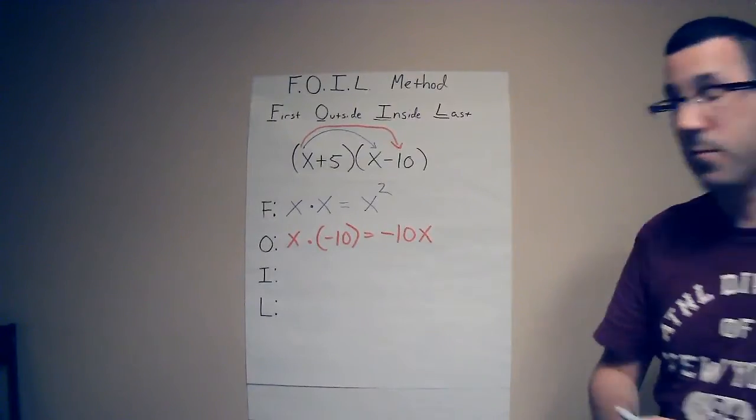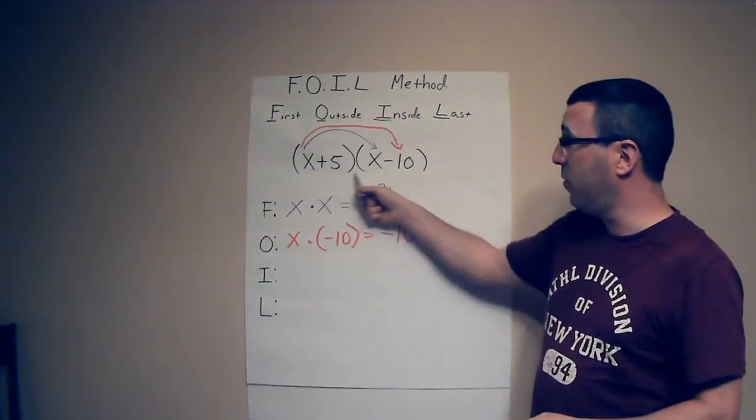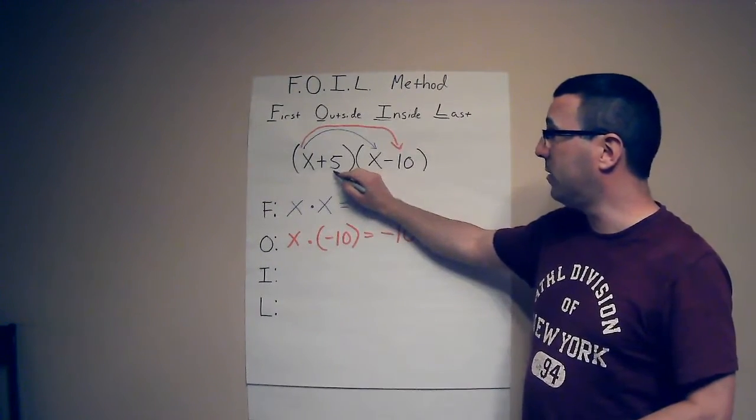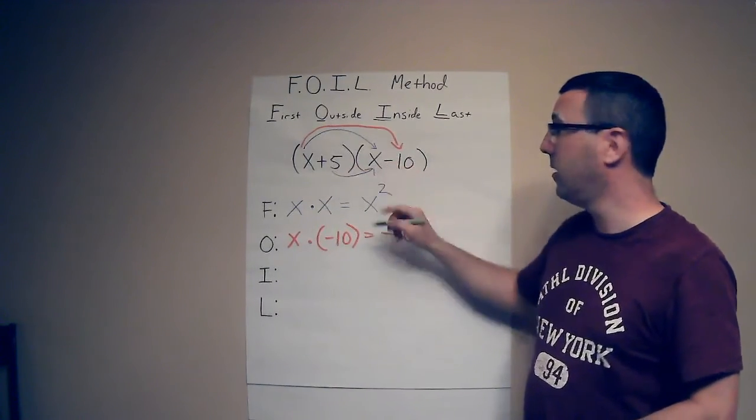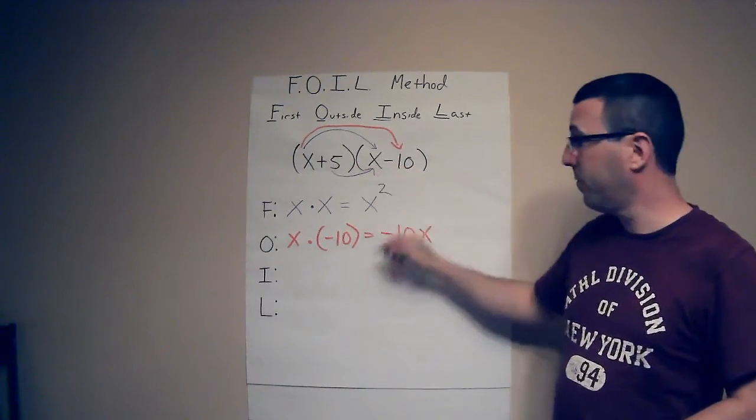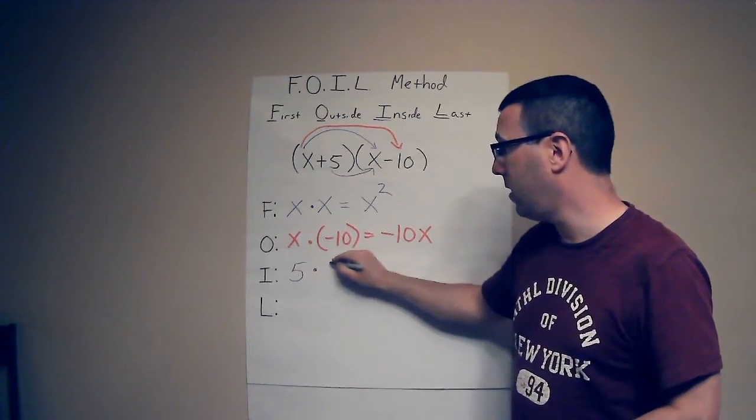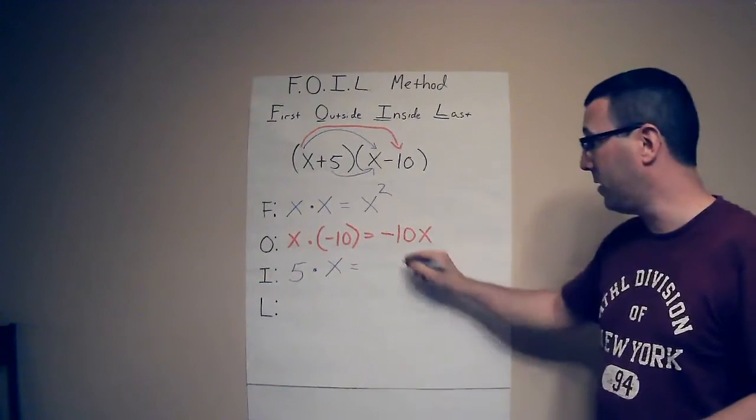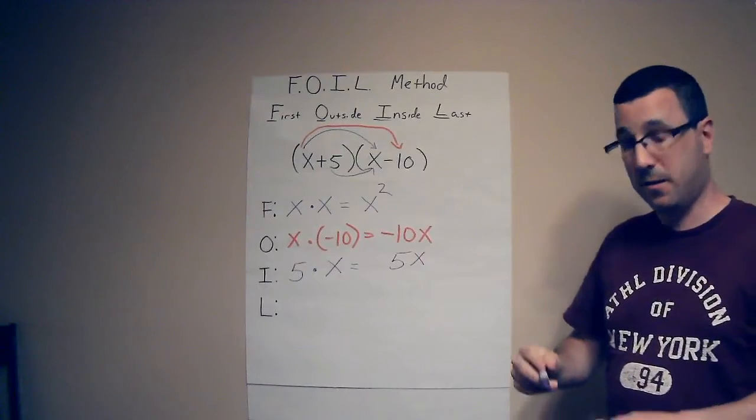Next, we're going to do the inside terms. The inside terms are the ones that, when you look left to right, are in the middle. So I have this 5, and it's going to multiply the first x here. So we have 5 times x, which is going to give us 5x.